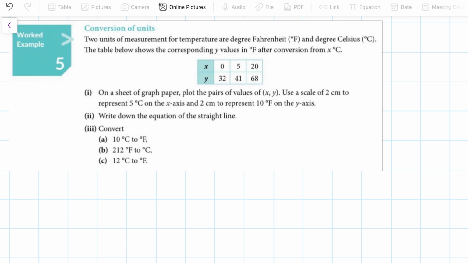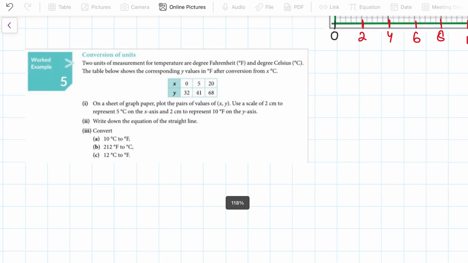Let's do another example. Two units of measurement of temperature are degree Fahrenheit and degree Celsius. So we all know that temperature can be measured in two units, in degree centigrade and degree Fahrenheit. The table below shows the corresponding values of Fahrenheit after conversion from degree centigrade. So on a sheet of graph paper, plot the pairs, use a scale of 2 centimeter to represent 5 degrees on the x-axis and 2 centimeter to represent 10 degrees on the y-axis.